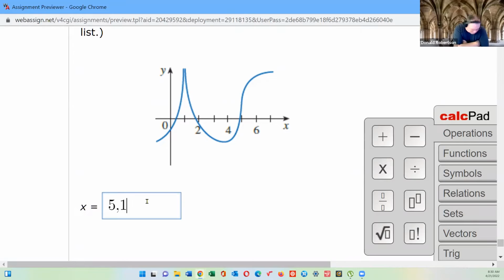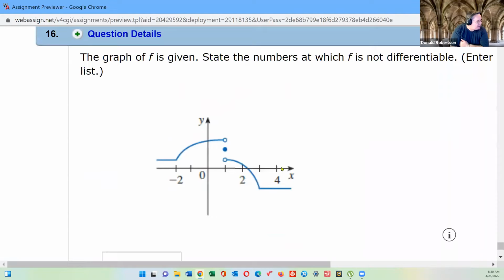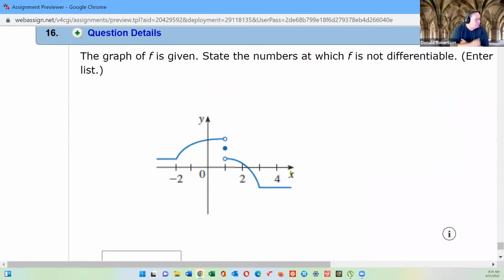Are you comfortable now that if you were given the shape of a function, you would be able to say the places, the x coordinates, where there's a problem, right? Okay, and this is the last one of the batch. I'm going to give you 10 seconds just to have a quick look at it. And then I'll start asking. And this will be the last one of this type.